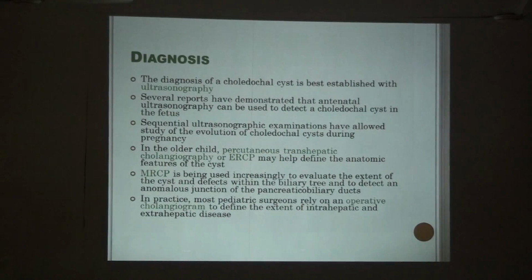The diagnosis is best established with ultrasonography. MRCP is being used nowadays to exactly know the anatomy and to evaluate the extent of the cyst and defects within the biliary tree and to detect an anomalous junction of the pancreatic and biliary ducts. In practice, most pediatric surgeons rely on an operative cholangiogram to define the extent of intrahepatic and extrahepatic disease.